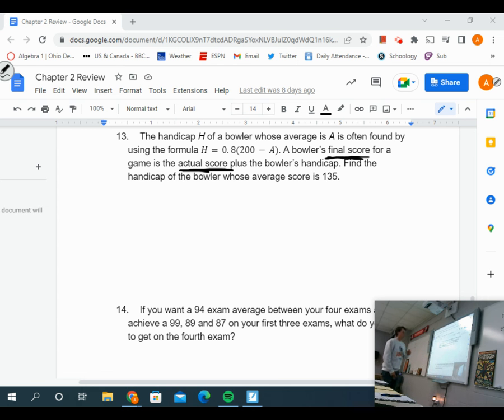So the real way they determine the final score is they take the actual score plus the handicap. We are supposed to find the handicap whose average score is 135. That second sentence, I initially underlined it, but it's actually not crazy important because it doesn't tell us how to solve the problem. What we want to focus on is the fact that the handicap is found by using this formula.